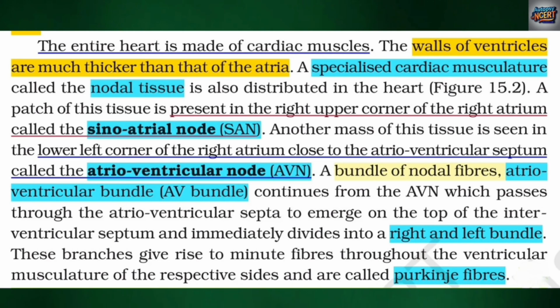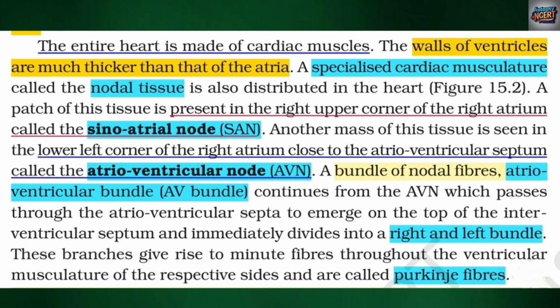The entire heart is made of cardiac muscles. The walls of ventricles are much thicker than that of the atria. A specialized cardiac musculature called the nodal tissue is also distributed in the heart, figure 15.2. A patch of this tissue is present in the right upper corner of the right atrium called the sinoatrial node, SAN. Another mass of this tissue is seen in the lower left corner of the right atrium close to the atrioventricular septum called the atrioventricular node, AVN.